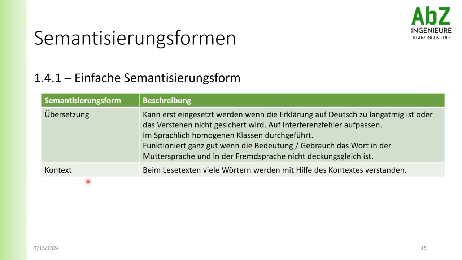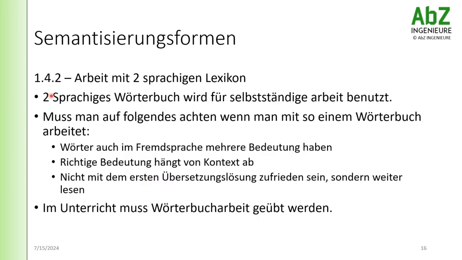Then you have context. You're going to explain the word meaning via the context. Then you go with the Arbeit mit zweisprachigem Lexikon, the second form. This is basically a two-language dictionary: English-German, German-English, English-French, French-German, German-French, etc. This is used mainly for autonomous learning.